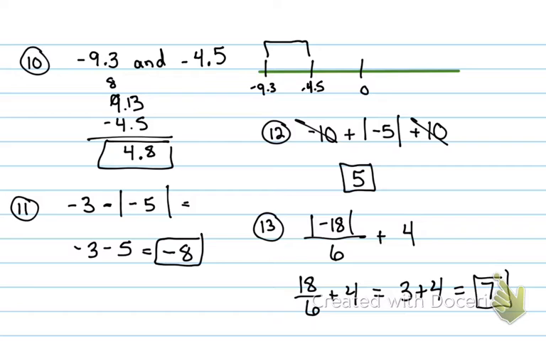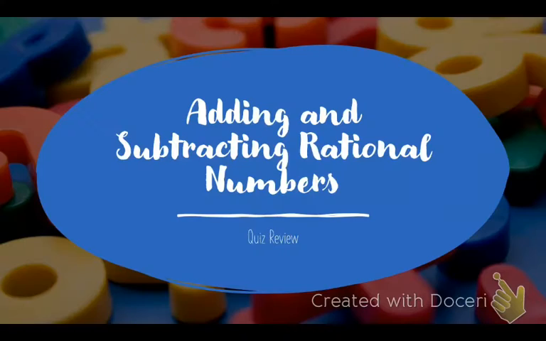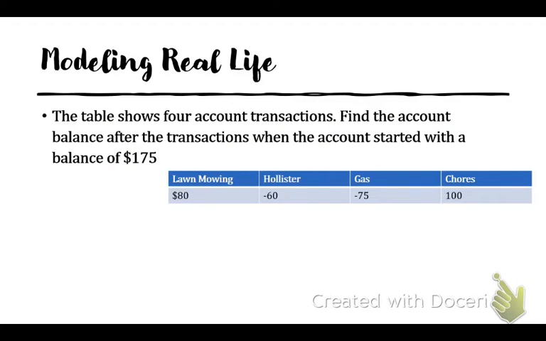So it's not negative 18 divided by 6. I needed to take the absolute value. Then I could divide that to make 3. 3 plus 4 is 7. Great job on that. All right, now I'm going to give you kind of like a scenario problem, okay? The table shows 4 account transactions, like bank account transactions, all right? Find the account balance after the transactions when the account started with a balance of $175.